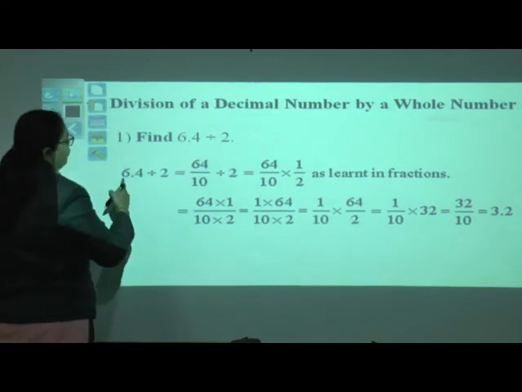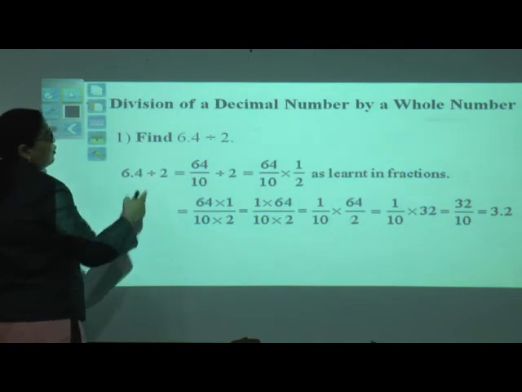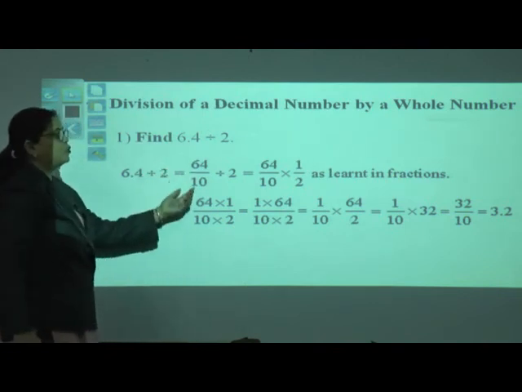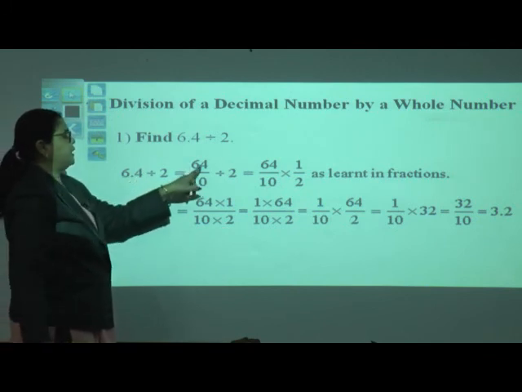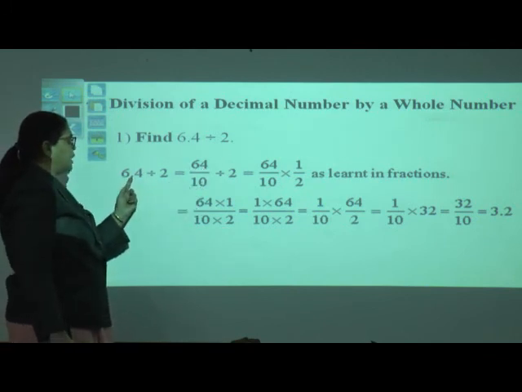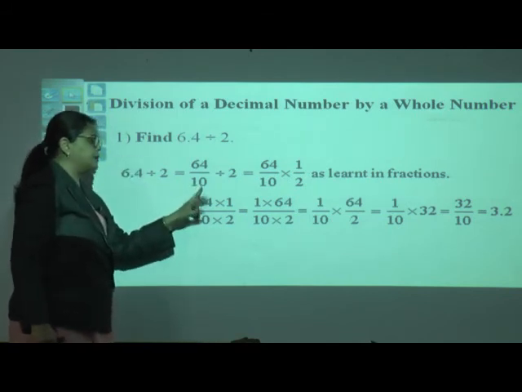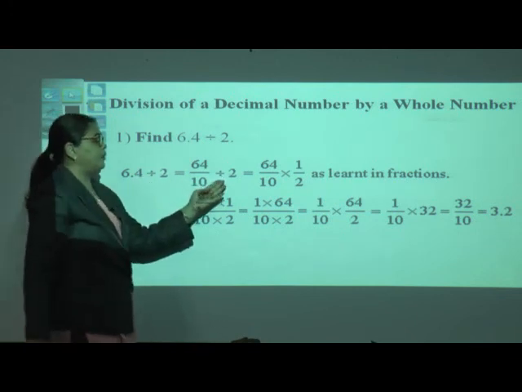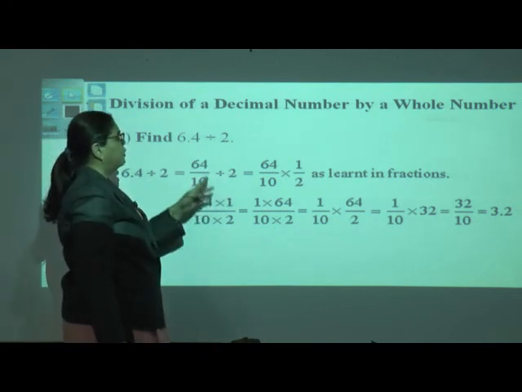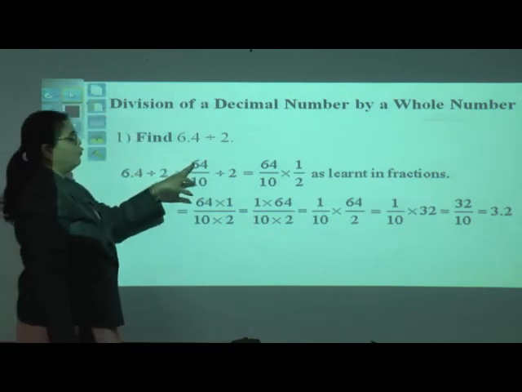The decimal number is 6.4 divided by 2. We will write 6.4 divided by 2 in the form of a fraction. You know how to write it in the form of a fraction. Yes, 6.4 can be written as 64 upon 10, because after the decimal we have one digit, so we write 10, divided by 2. We have just converted the decimal into a fraction.